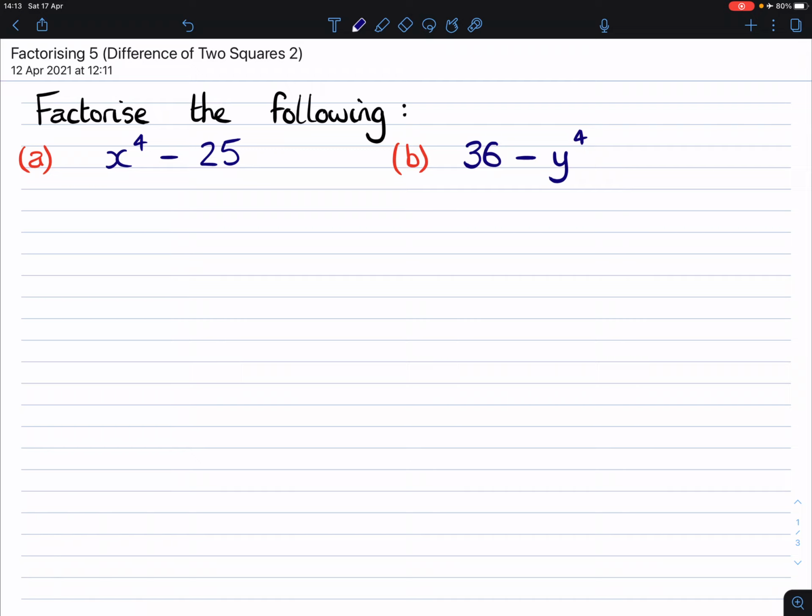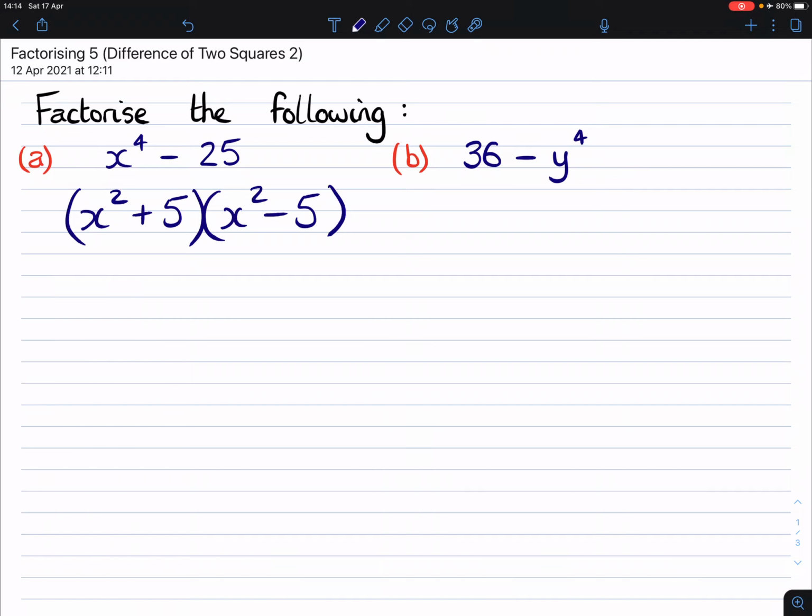So x to the power of 4, if we square root that, what times what makes x to the power of 4? The answer is x squared, so that is the first term that goes at the beginning of each set of brackets. Square root of 25 is 5, and we have 1 plus, and we have 1 minus.